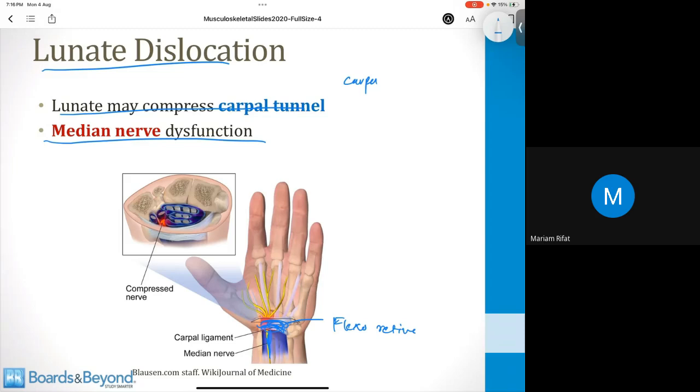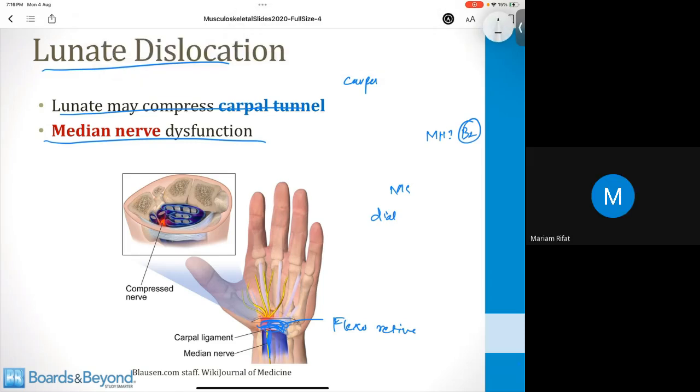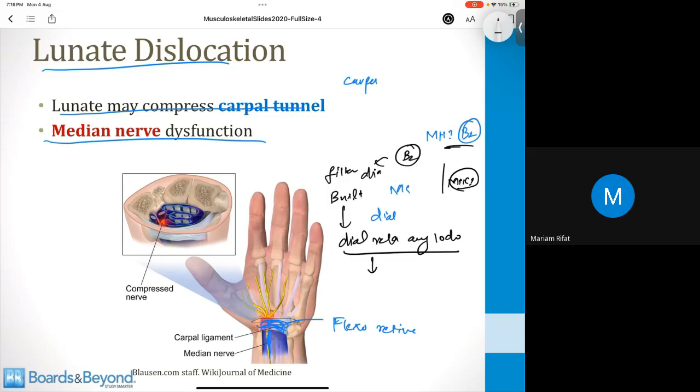I just told you I'll be discussing this again in MSK: dialysis-related amyloidosis. I told you once, when we were discussing the MHC class 1 receptor, beta 2 microglobulin. Beta 2 is basically the structural component of your MHC class 1. This beta 2 cannot be filtered out by dialysis. It's going to build up, and once it builds up, it can lead to dialysis-related amyloidosis. Sometimes it can deposit here in the wrist as well, giving you carpal tunnel syndrome.